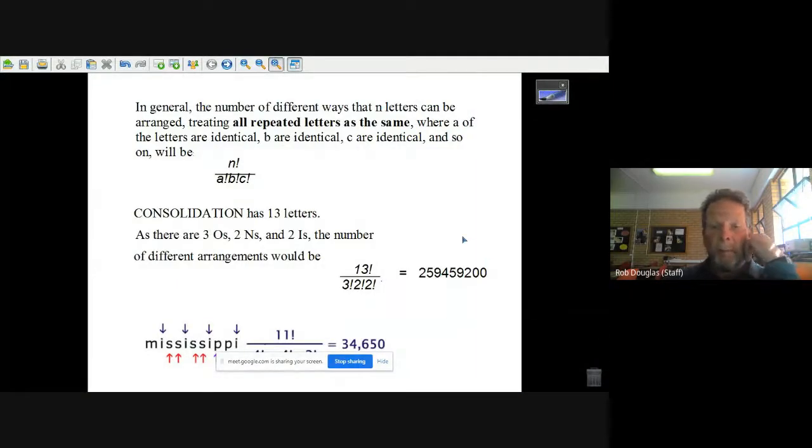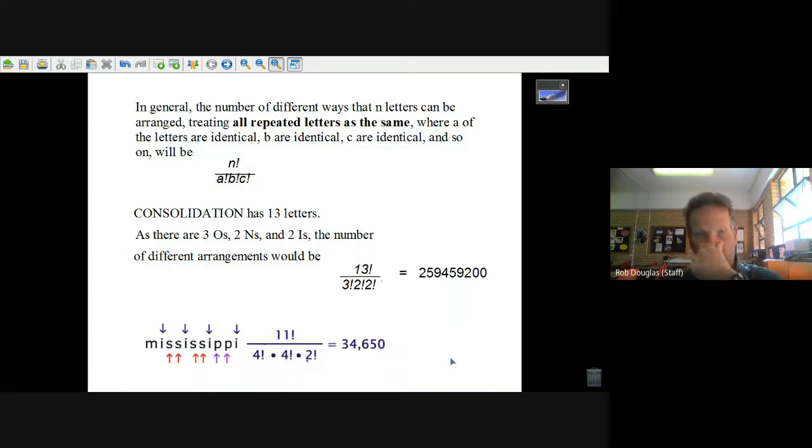Okay, we're going to do the probability part of this September 11th Saturday workshop. And before we start, I just want to show you a bit of a trick.